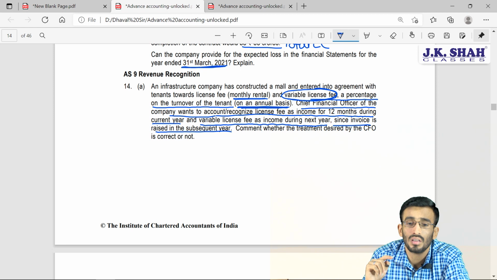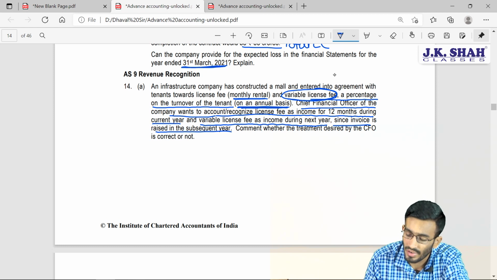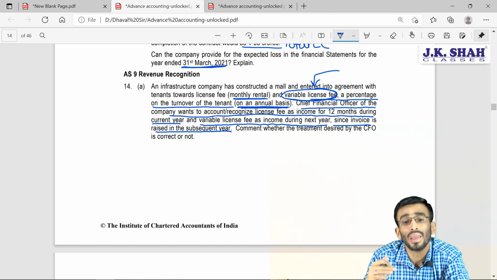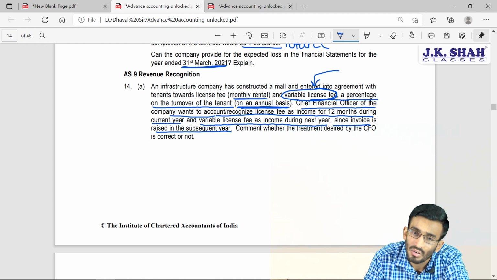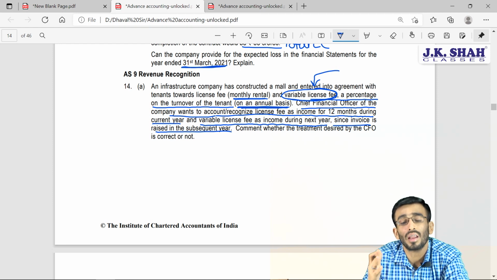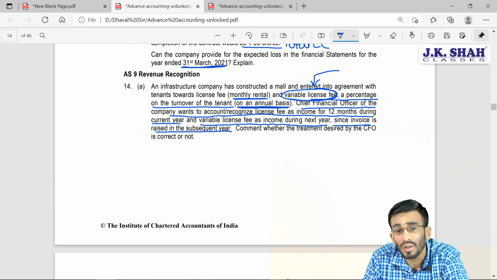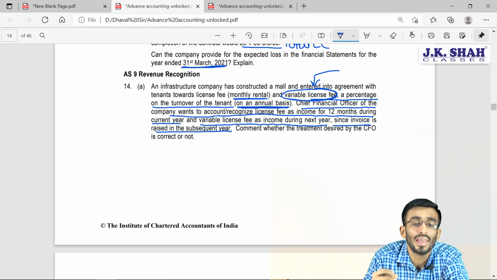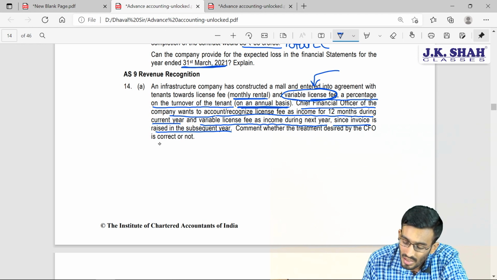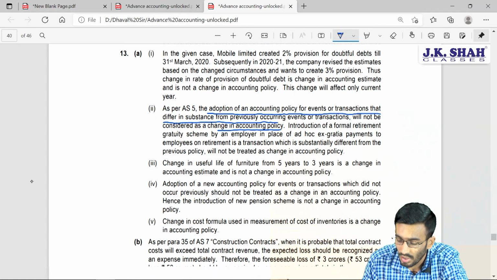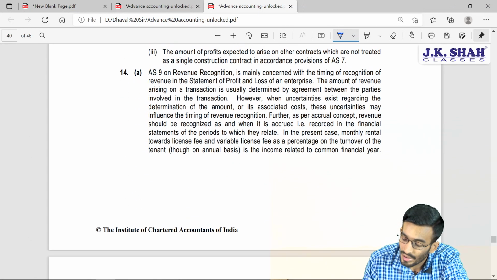But dear students, remember one thing. See, monthly rentals are accruing on a monthly basis, whereas annual rental, or I can say this variable license fees, is accrued based on the current year turnover only, or I can say it is accrued in the current year only. Even though the payment is made, or I can say the bill is raised in the subsequent year, that particular variable license fees is accrued in the current year only, so that should be recognized in the current year only. Comment whether the treatment desired by the CFO is correct or not. Definitely it is not correct. We can just read the answer here.